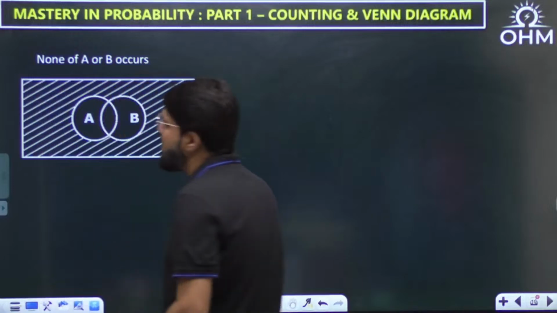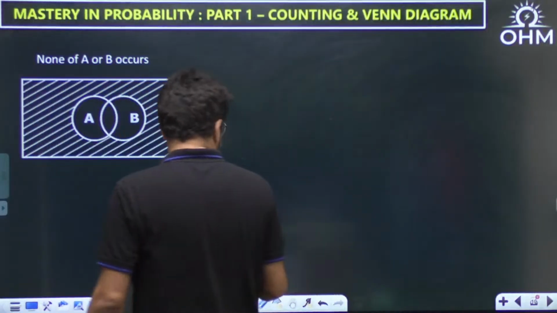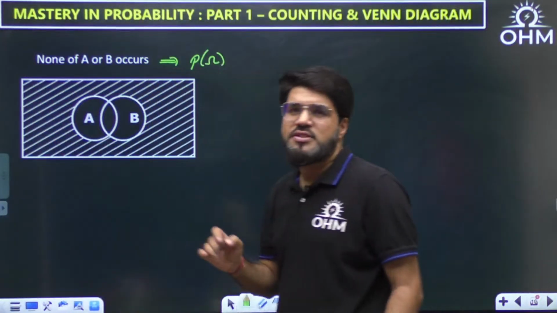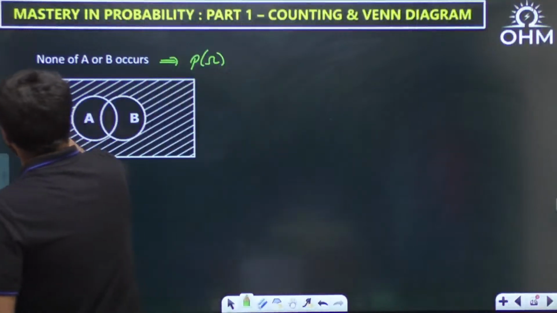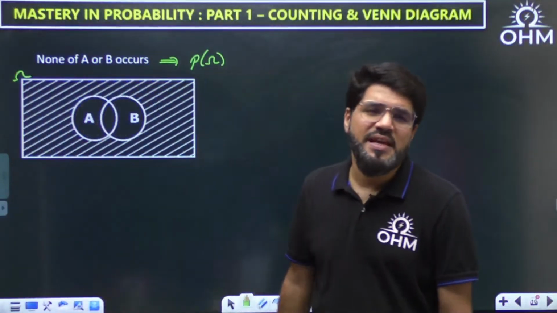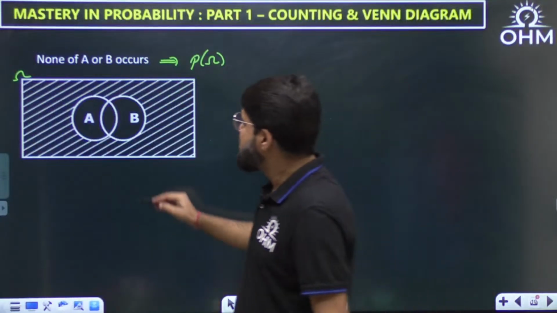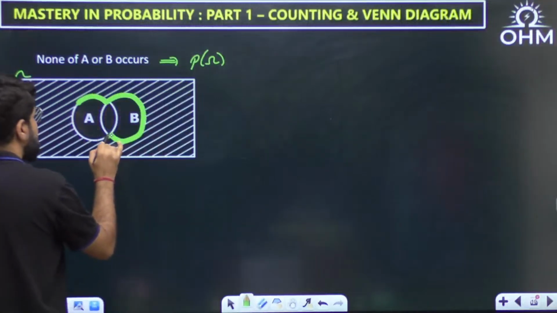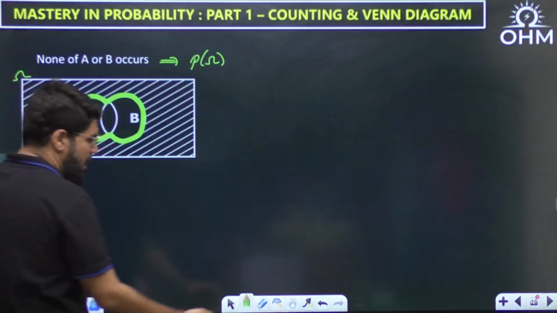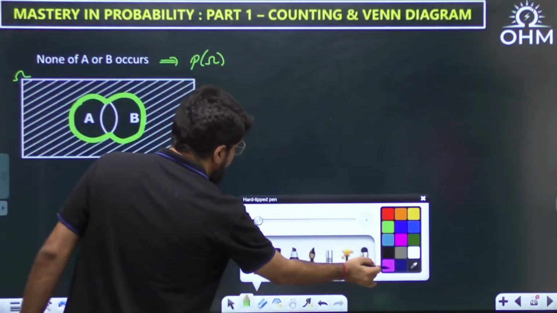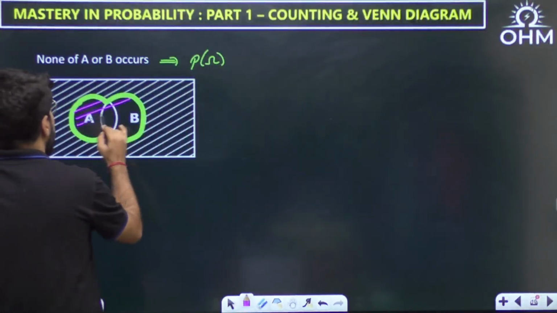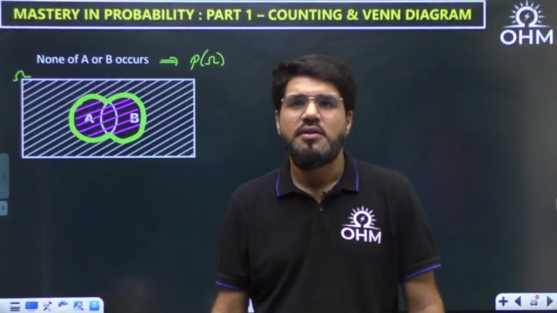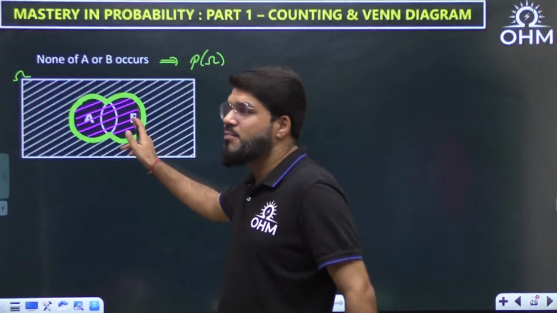Okay, so what is the formula? Very clearly, the formula here is: take the total probability, that is always 1, the probability of sample space, because this entire box is my sample space. Out of this sample space you need to subtract this portion. And what was this portion equivalent to? Let me shade it once again. This portion was equivalent to A union B, the first case.